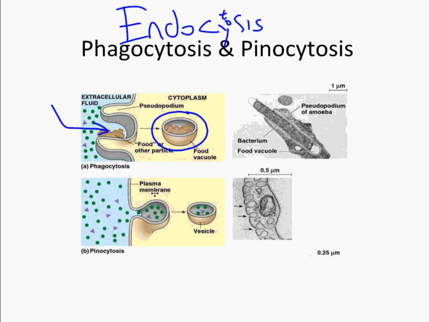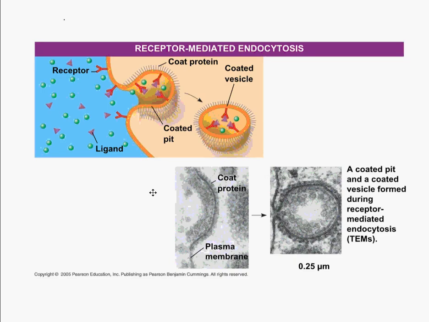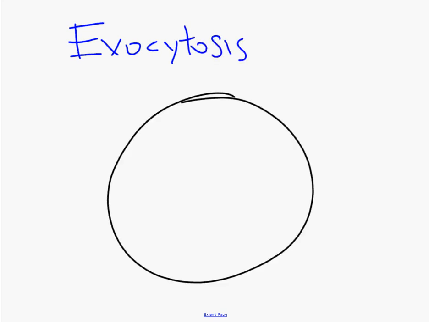The opposite of this is called, well, I don't have a picture for this. Here's another type of endocytosis that just requires a receptor, receptor-mediated endocytosis. The opposite of this is called exocytosis, in which you have a cell, there's some sort of vacuole of food, or maybe let's say this vacuole's got some proteins that the cell is attempting to ship out.